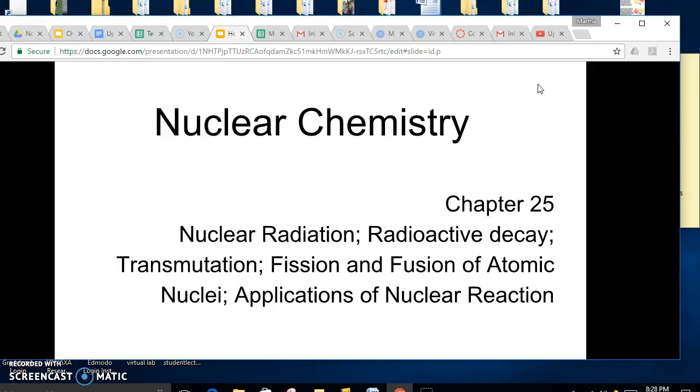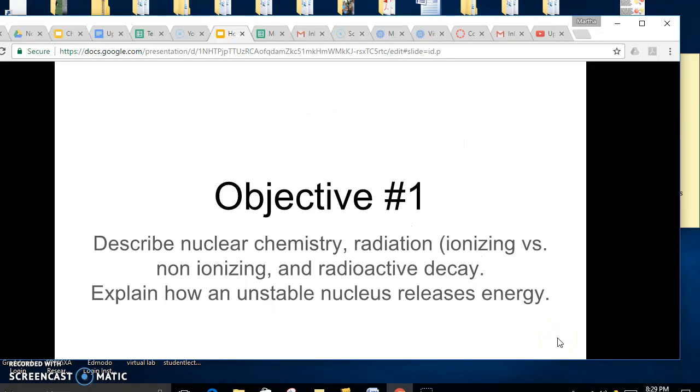In this unit, we're going to cover nuclear radiation, radioactive decay, transmutation reactions, fission and fusion, as well as some applications of nuclear reactions. So you're going to see my mouse moving, and I will point out different things to you as we go through. So this first objective, we're going to cover objectives 1, 2, and 3 in this screencast.